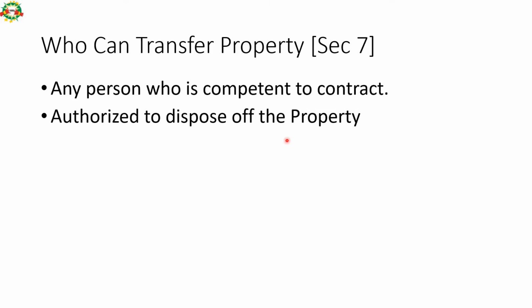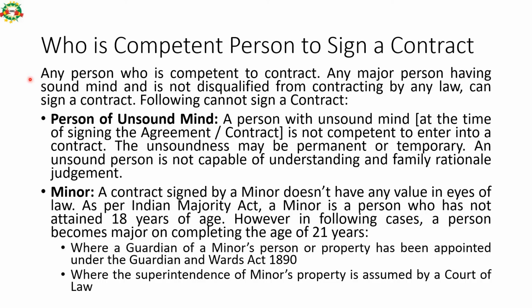Who can transfer property? Section 7 talks about this thing. Any person who is competent to contract and authorized to dispose of the property can transfer the property as per section 7 of the TP Act. Who is a competent person to sign a contract? Any major person having sound mind and not disqualified from contracting by any law can sign a contract.